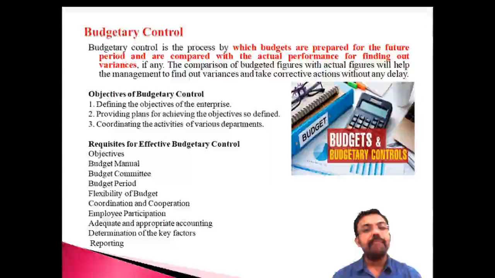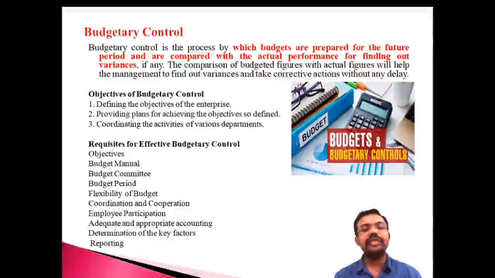And there is employee participation. One of the most important requisites of budgetary control is employee participation, involving the employees in decision making. So employee participation is a very essential element. And adequate and appropriate accounting techniques, because accounting is used for comparing performances and measuring income and expenditure. So adequate and appropriate accounting tools are essential for good budgetary control.